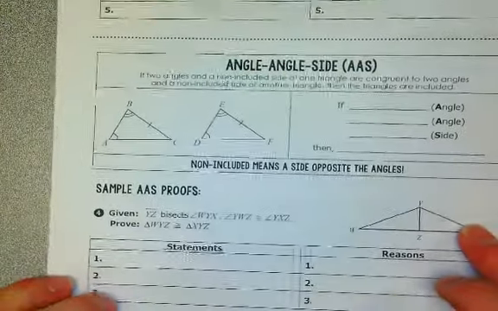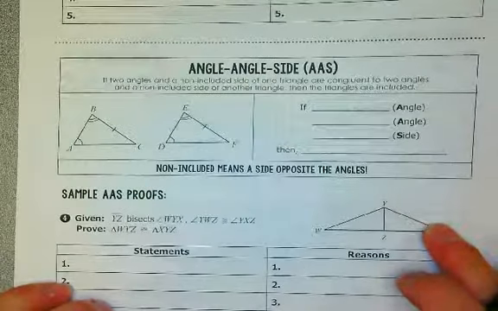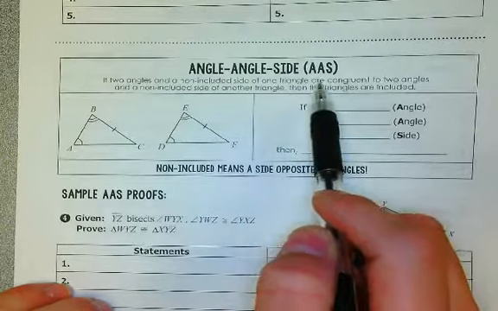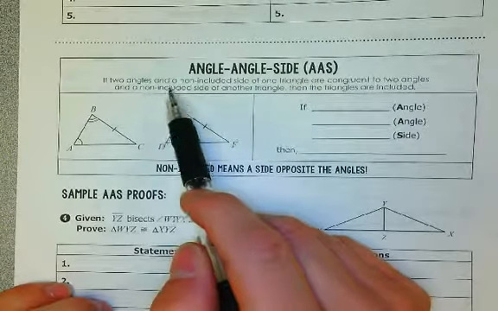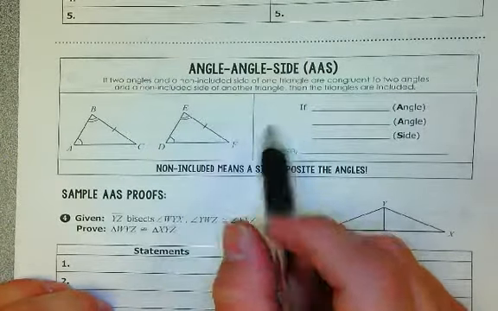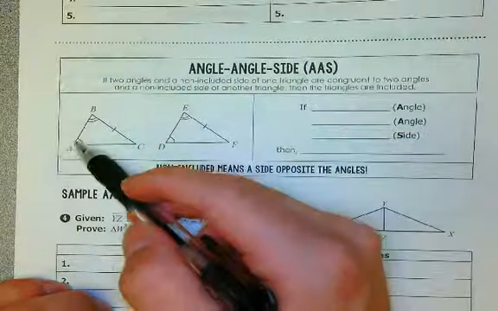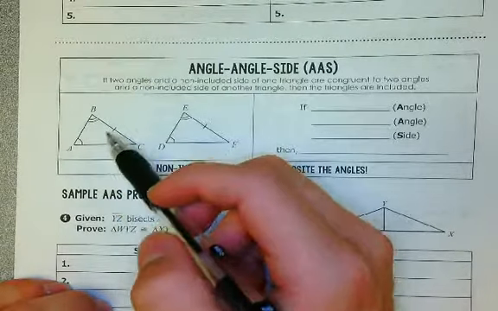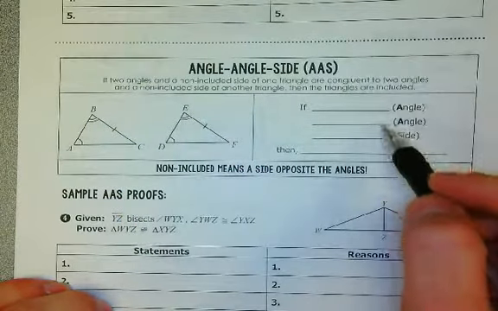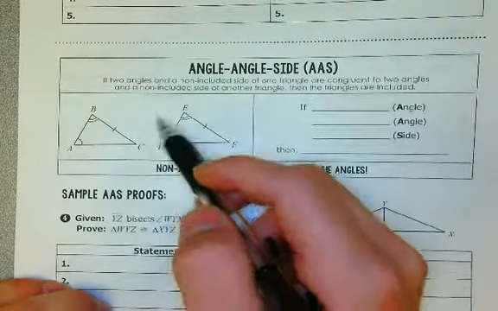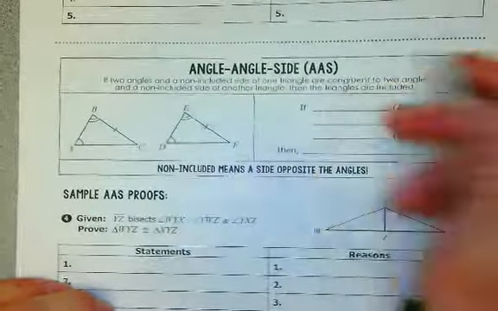And flip the page. We're going to talk about angle, angle, side next. Here's the definition. If two angles and a non-included side of one triangle are congruent to two angles and a non-included side of another triangle, then the triangles are congruent. So we're going to do the same thing. We're going to take a look at our picture here, and we're just going to go through our congruency statements and then finally write how these two triangles are congruent.